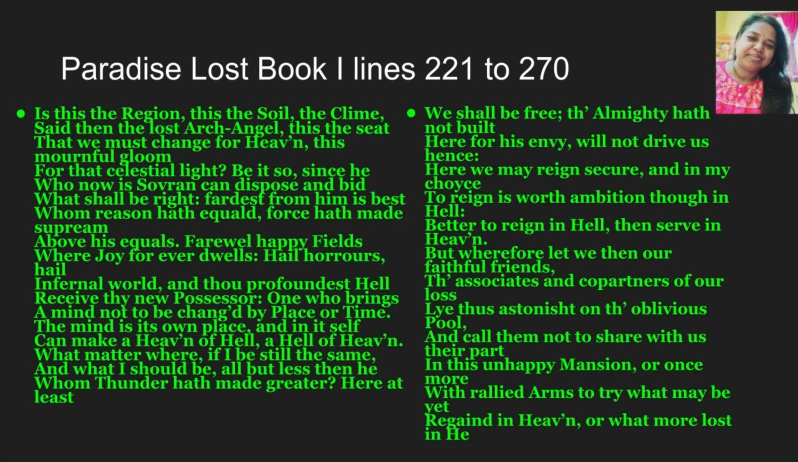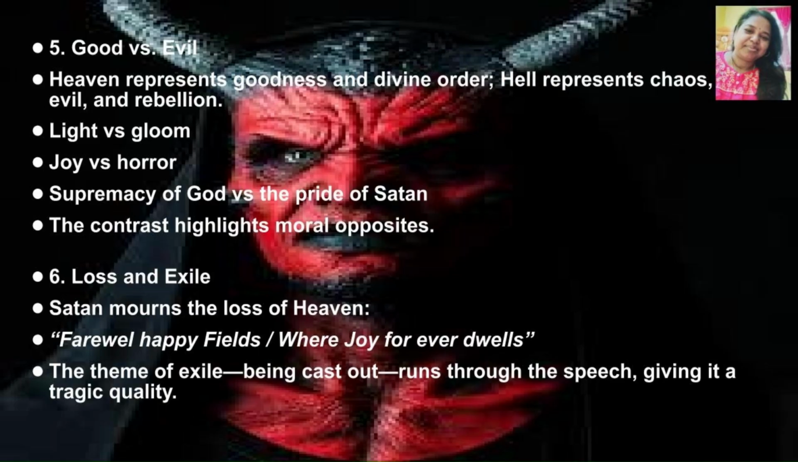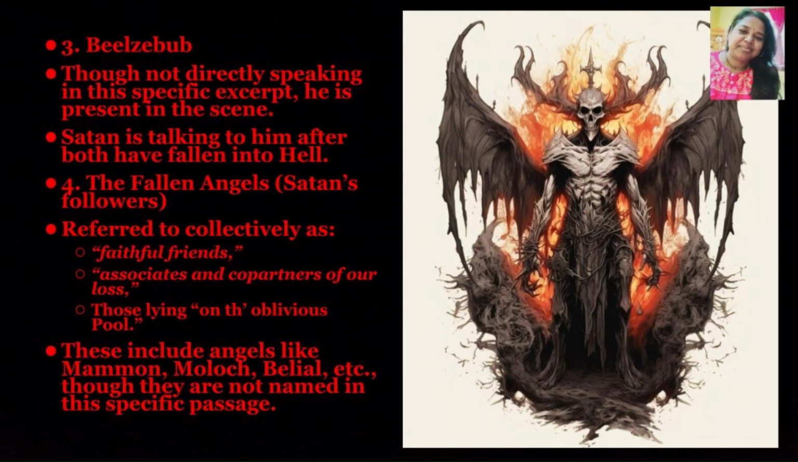Here at least. To emphasize on characters. 1. Satan, the speaker of the entire passage, referred to as the lost archangel, and he is the central character expressing pride, defiance, and ambition. 2. God, the Almighty and Sovereign. This character is not directly present, but repeatedly referenced by Satan, called he who now is sovereign, the Almighty, whom thunder hath made greater.